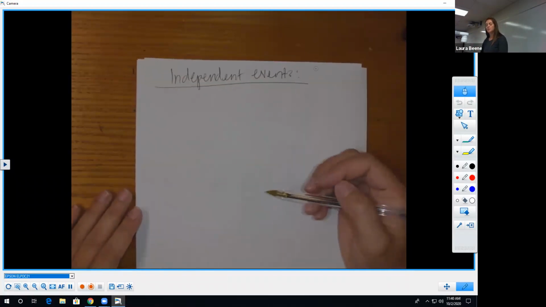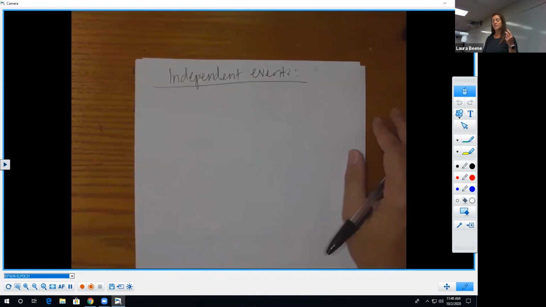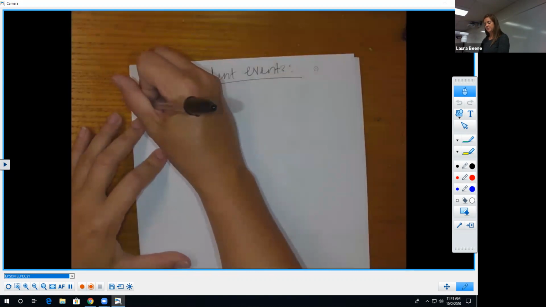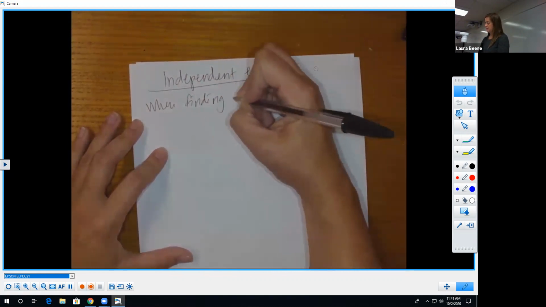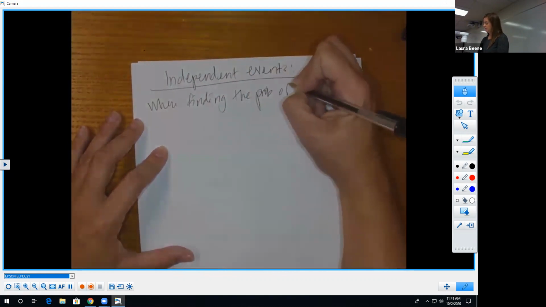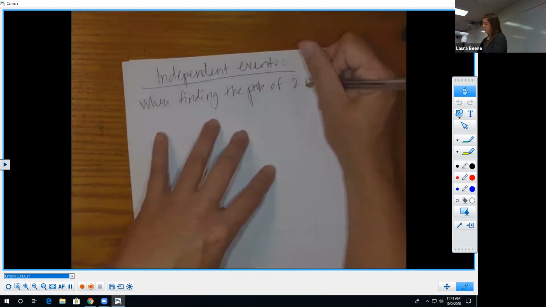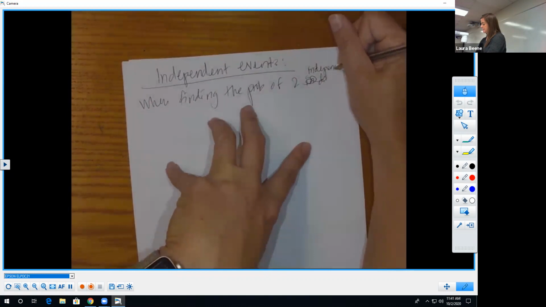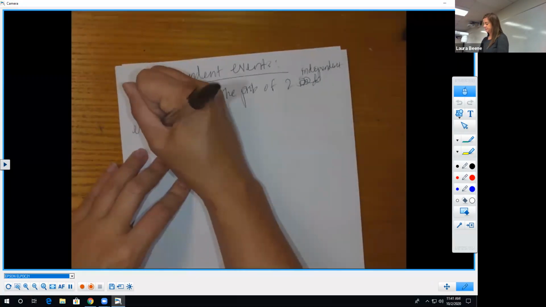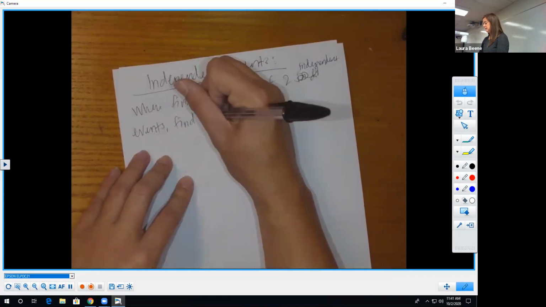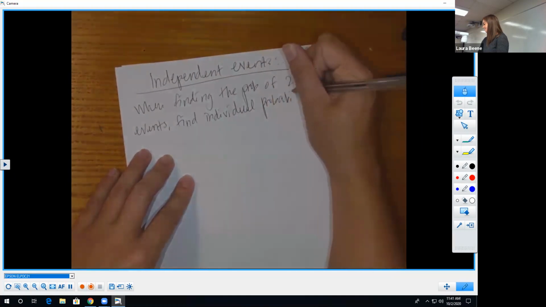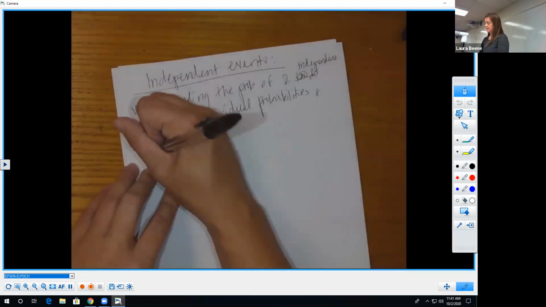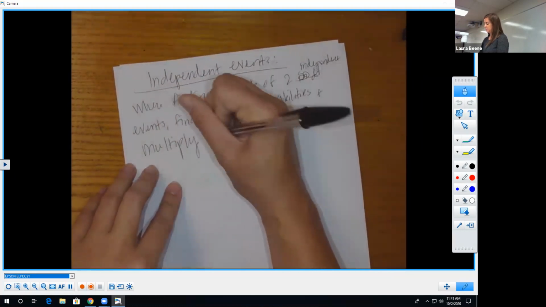Okay, so when you have 2 independent events and you're trying to find the probability of both of them happening, you multiply those 2 together. Okay, so when finding the probability of 2 independent events, you find the individual probabilities and multiply them. Do not add them, you have to multiply them.